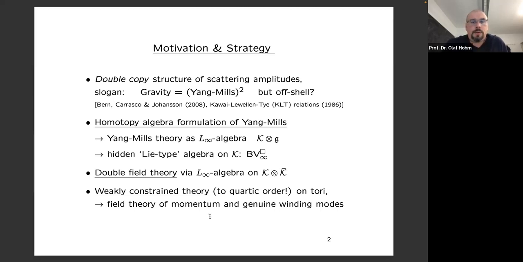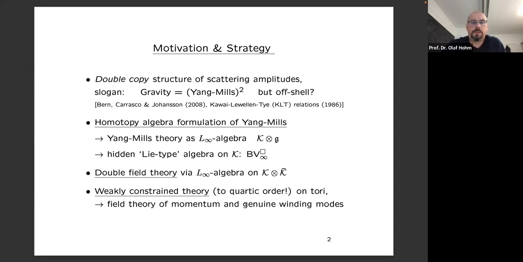And finally, I will not have much time probably to go into detail, but I will mention something called weakly constrained double field theory. So when I say double field theory is a reformulation of N=0 supergravity, that's true for something called strongly constrained, but there's also a weakly constrained version, which is truly stringy in the sense that you have momentum and genuine winding modes on toroidal backgrounds.